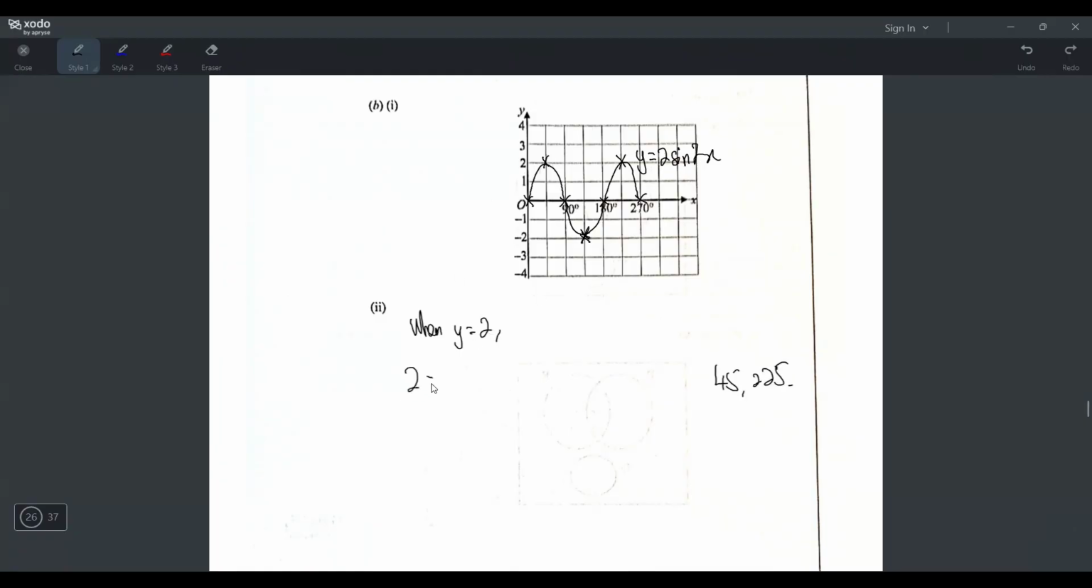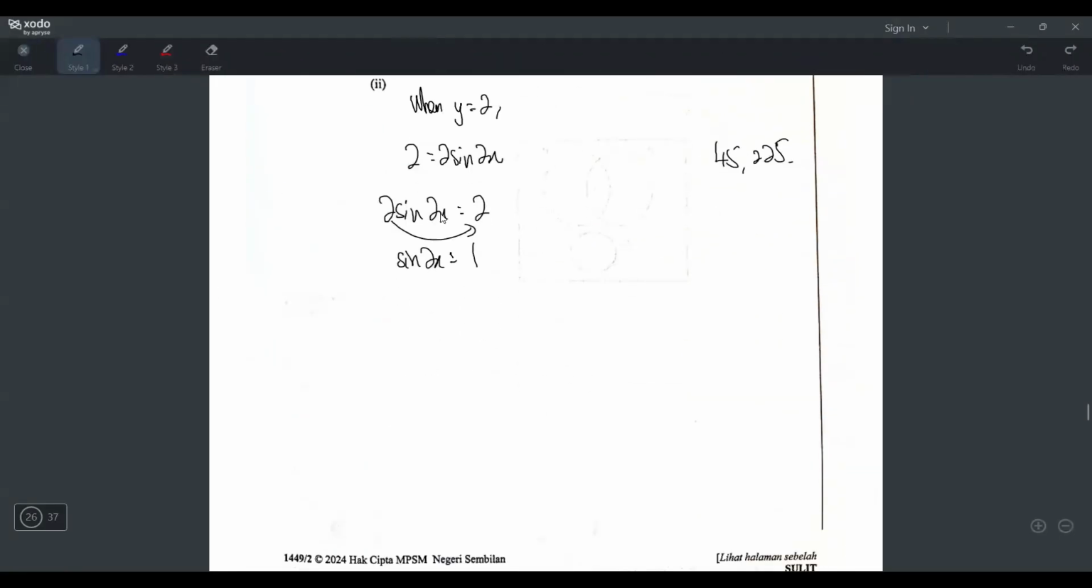So it becomes 2 equals 2 sine 2x, because the y you already substituted is 2, right? And you can write this again. It's the same thing, I just changed places only. So now I can find sine 2x. Now 2 divided by 2 is 1. If you want to find 2x, you have to move the sine over. It becomes shift sine 1 like this, right?